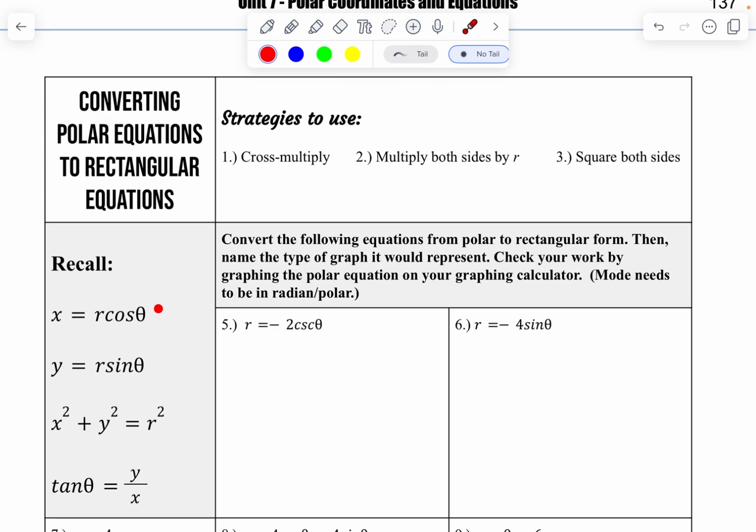So remember, x equals r times the cosine of theta, y equals r times the sine of theta, x squared plus y squared equals r squared, equation of our circle, and tangent of theta equals y over x.